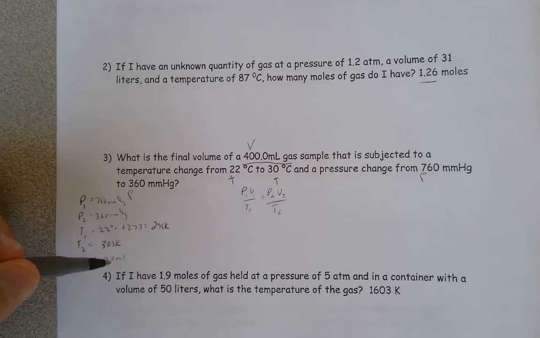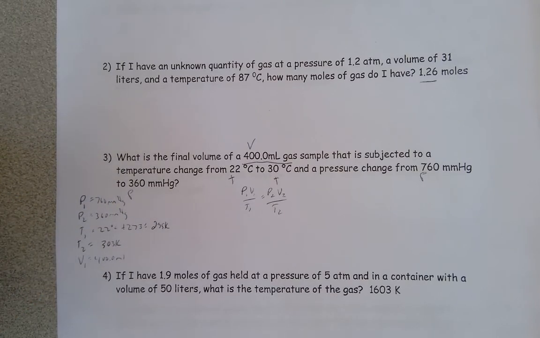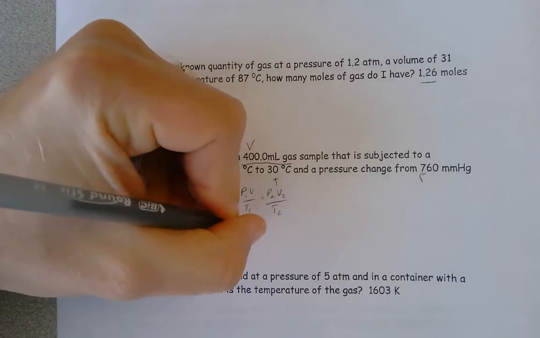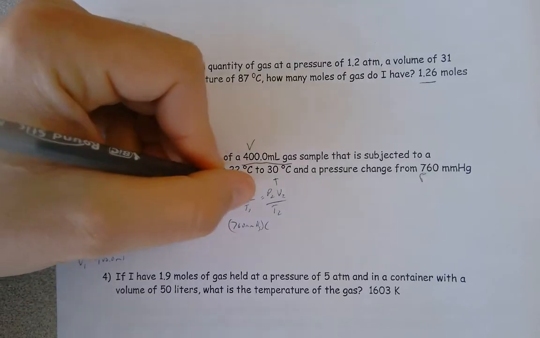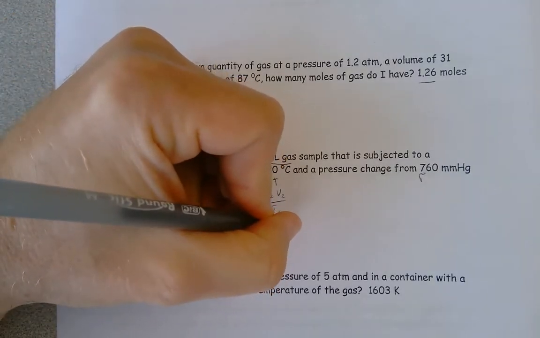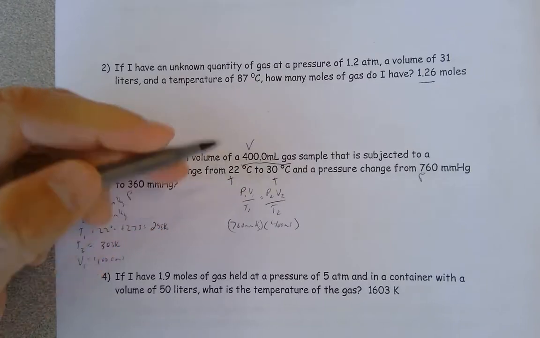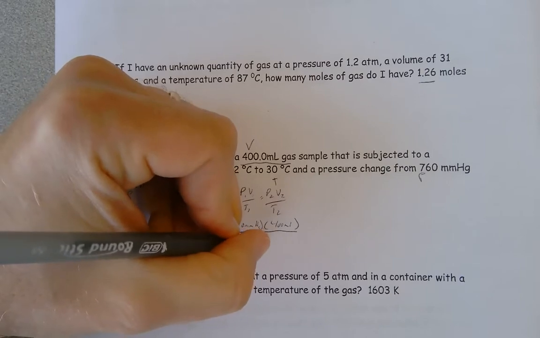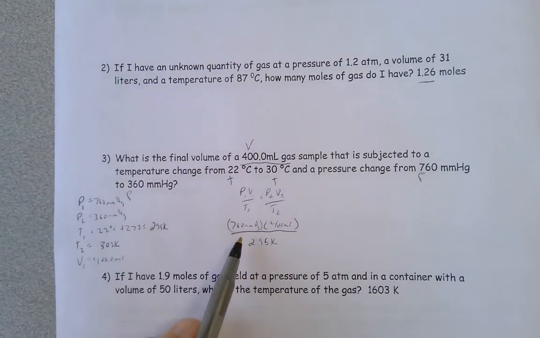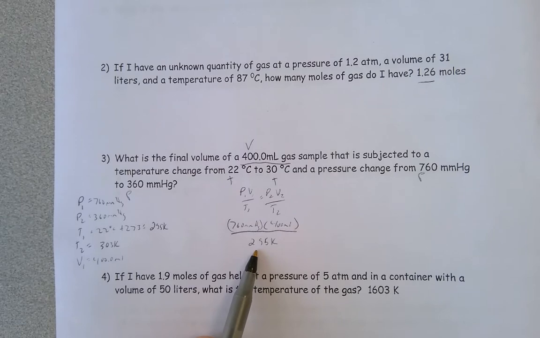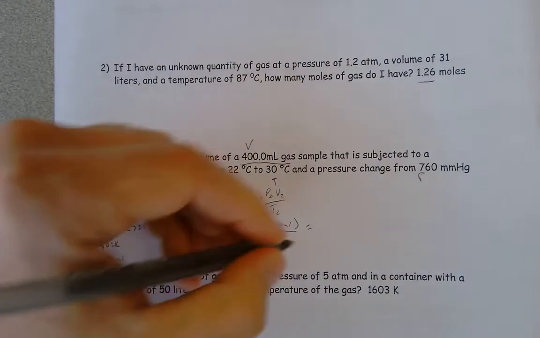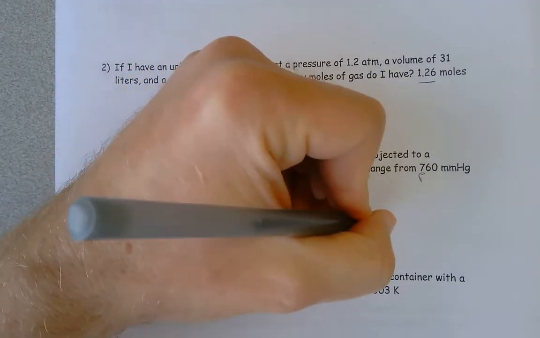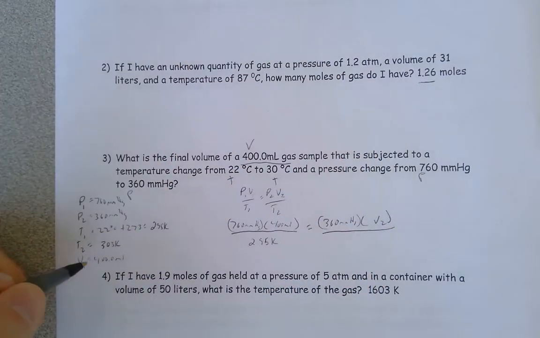Everybody's going to cancel. My final volume is going to be in milliliters. So 760 millimeters of mercury times V1, 400 milliliters. See, that's why that helps. There's all these numbers over here, and as I was doing it, I had to double check back where the number was, right? It helps to make that list, 295 Kelvin. So P1 V1 over T1 equals P2, 360 millimeters of mercury, times V2, that's the thing I'm looking for, divided by T2.